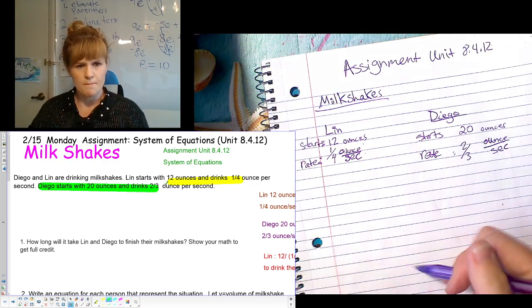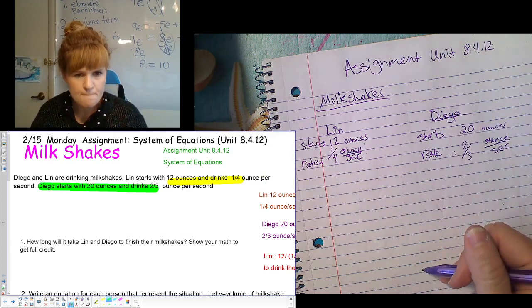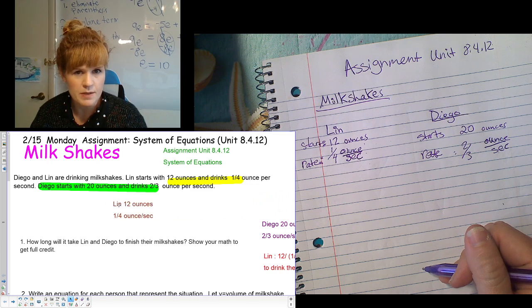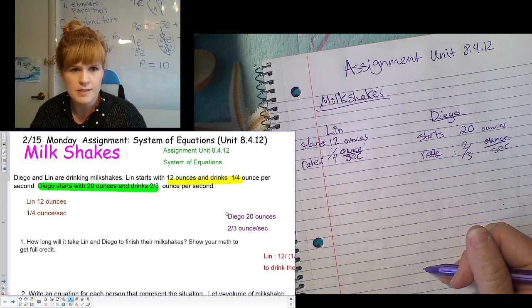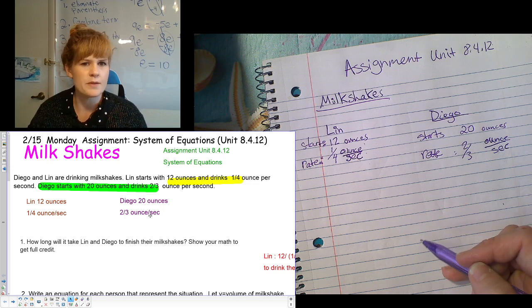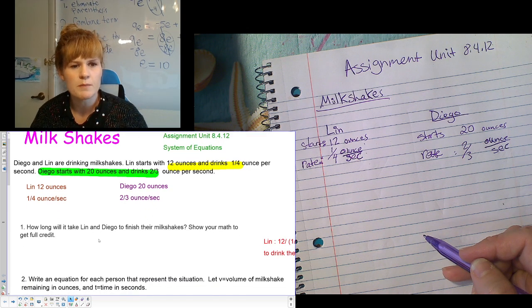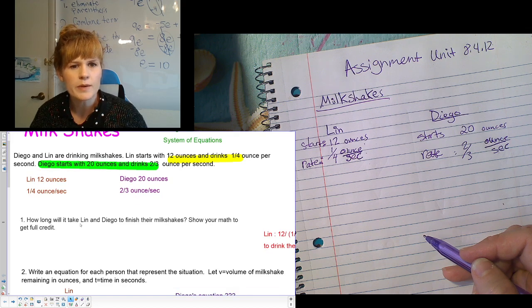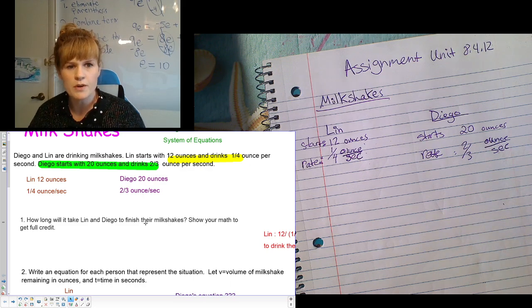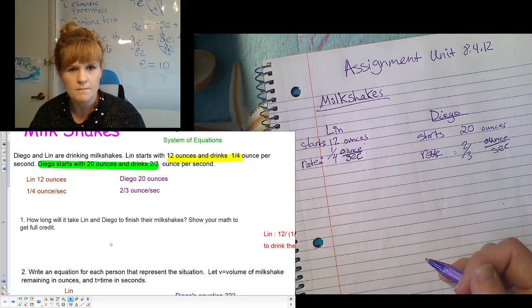Question number 1. Wait a second, hold on. Before I do question number 1, in case you cannot read my writing, here's what I wrote down. Lynn has 12 ounces and drinks 1/4 ounce per second. Diego has 20 ounces and drinks 2/3 ounce per second. Now, question number 1. How long will it take Lynn and Diego to finish their milkshakes? Show your math to get full credit.